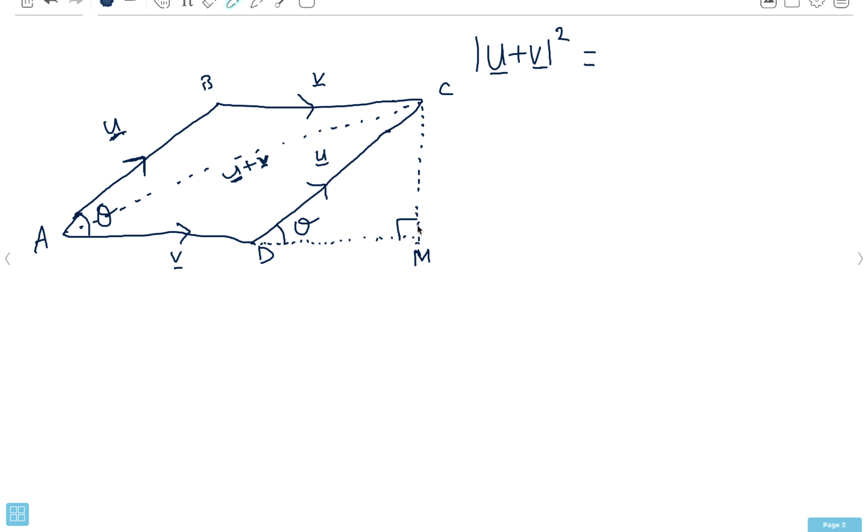Okay, so mod u plus v squared, if we look at the triangle ACM, then we see that it's equal to the length of AM squared plus the length of CM squared. And remember, this is a free vector, this is a bound vector, but I'm not equating free vectors and bound vectors. Once I take the modulus, this becomes a length, so this is length squared is equal to length squared plus length squared.